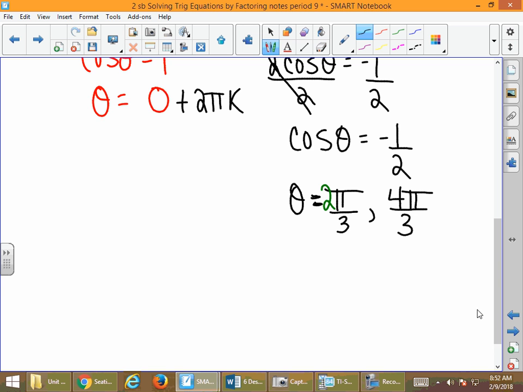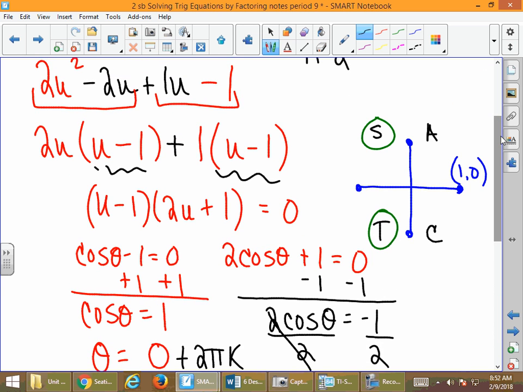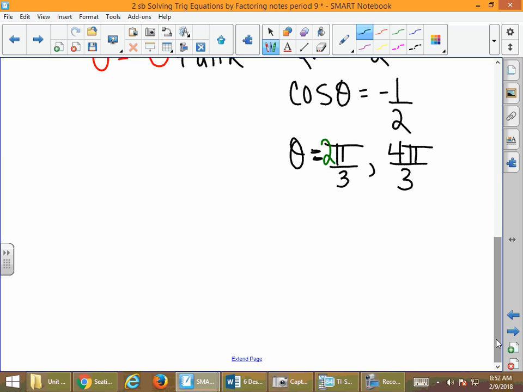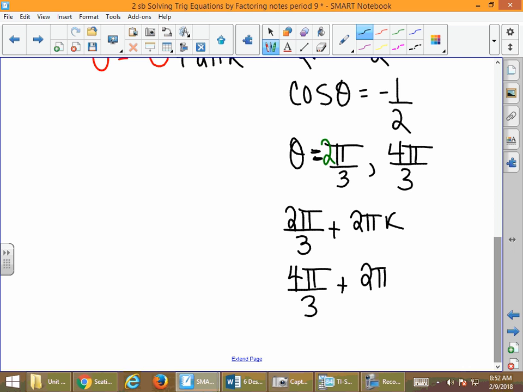And then we can go back and figure out, are we going to be adding plus pi k, or are we going to be adding plus 2 pi k? Our pi over 3 is here and here, so when we connect, it looks like that. Can we connect it with a straight line? No. And because we can't connect it with a straight line, this is going to be 2 pi divided by 3 plus 2 pi k, and 4 pi divided by 3 plus 2 pi k.